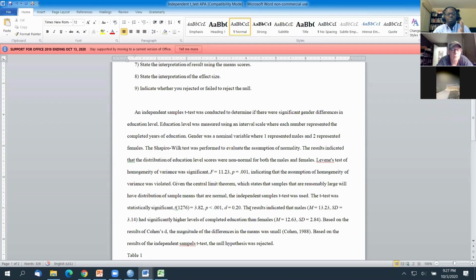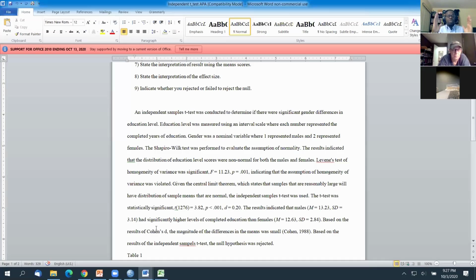So then you write it in plain English. The results indicated that males, mean 13.23, standard deviation 3.14, had significantly higher levels of completed education than females, mean 12.63, standard deviation 2.84, based on the results of Cohen's d. Because then you have to talk about the effect size.